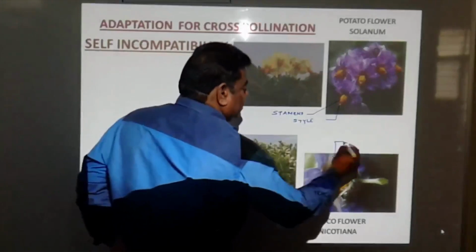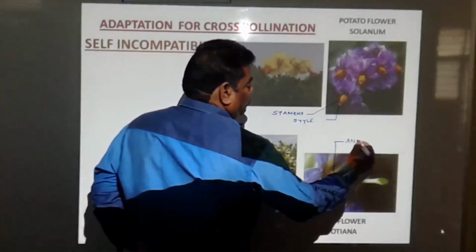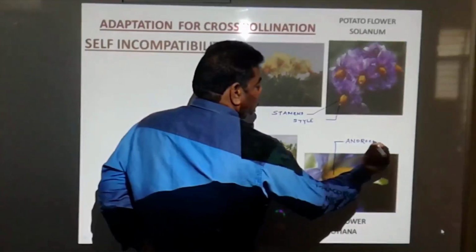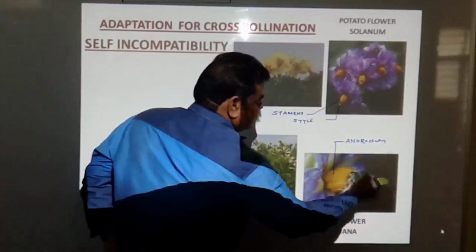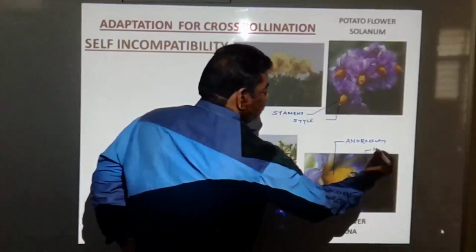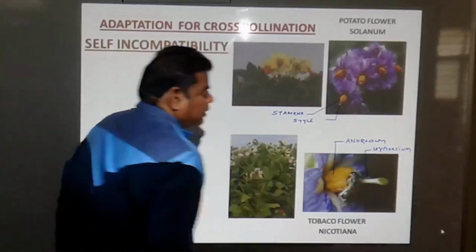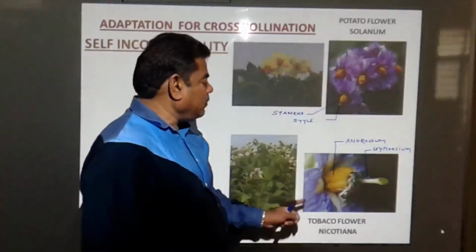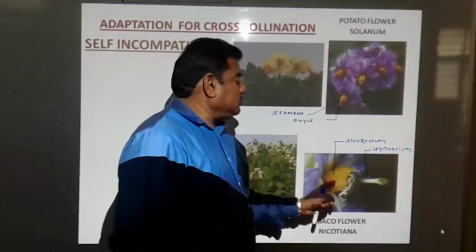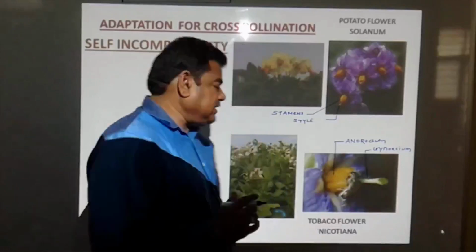See this one, collectively we call it the androecium, and this structure we call the gynoecium. Androecium and gynoecium. It means in the case of this tobacco flower and this potato flower, both flowers are bisexual.